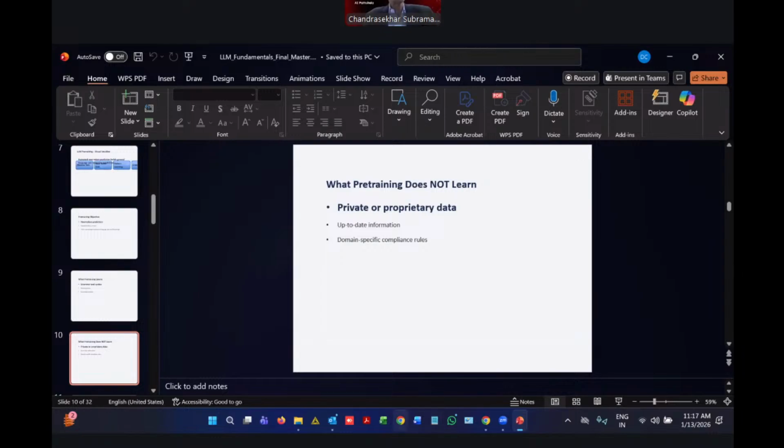In performance-based fine-tuning, we do not use all these 100 billion parameters. We do not retrain those 100 billion. What we do is we take these additional weights and then train them. That is what is called fine-tuning.